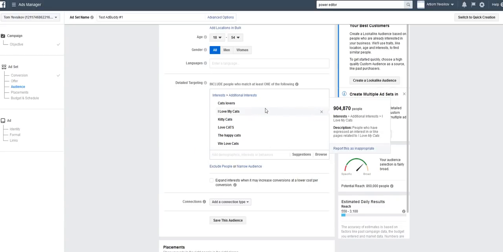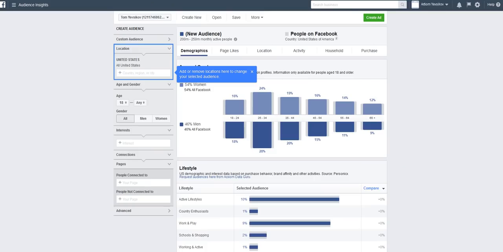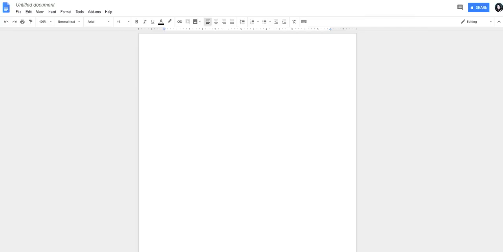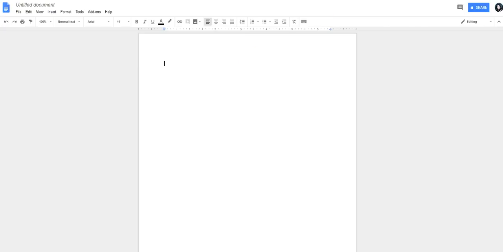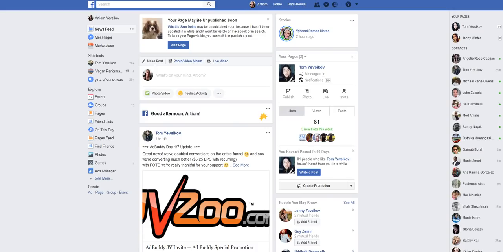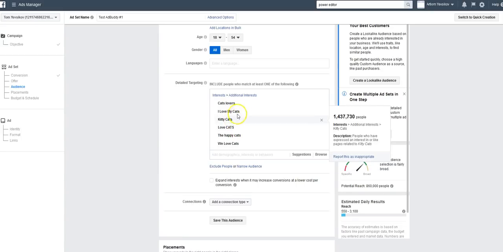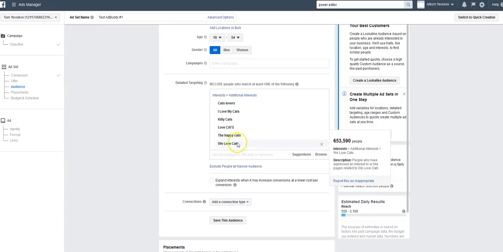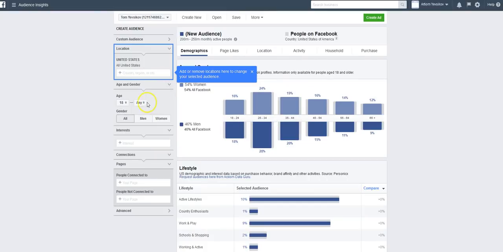So now we have a product about cats we want to promote, and we have our keywords here. So we're going to go to Audience Insights. The tools we're going to use for this one are Audience Insights, Ads Manager, a Google Doc, and a Facebook account. Okay? So we really want to find those low-hanging fruits. So for example, let's take one of those. Okay, kitty cats, I love my cats, cat lovers, the happy cats. This is obviously a way of showing you that this is targeted.